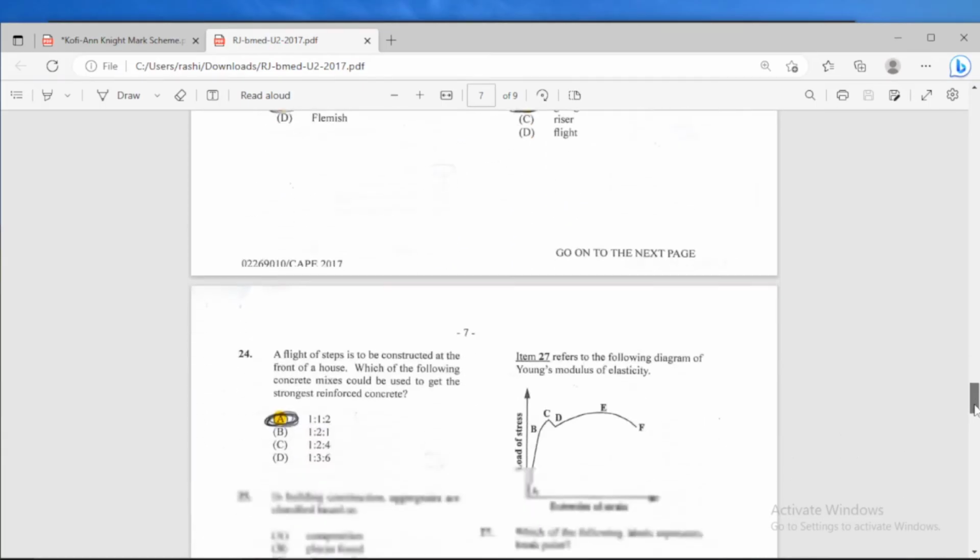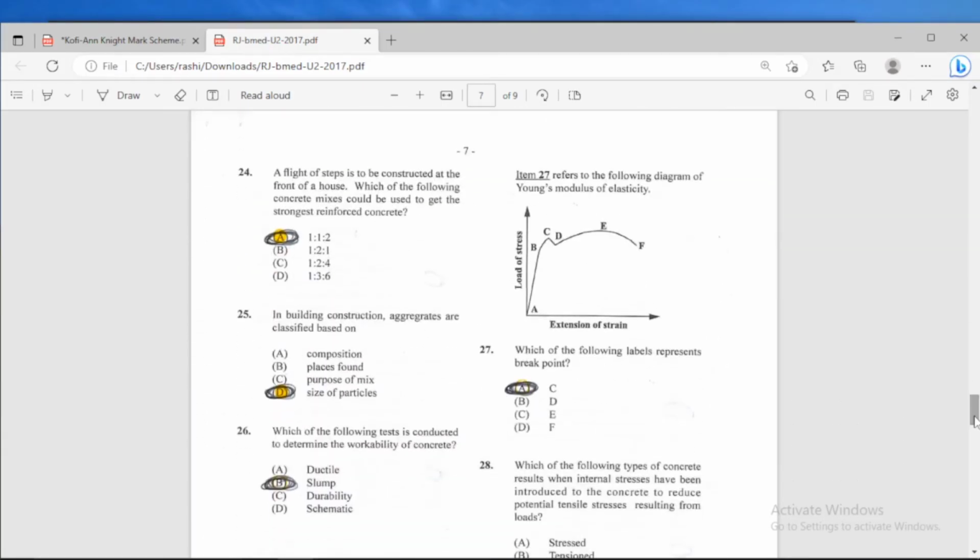Alright, so now we have number 24. Item 24 says, a flight of steps is to be constructed at the front of a house. Which of the following concrete mixes could be used to get the strongest reinforced concrete? The answer here would be 1 to 1 to 2, and these refer to ratios. The ratio of cement to fine aggregate and coarse aggregate. And the reason you want to use a 1-1-2 is because it is a very strong mix. And it says you want the strongest reinforced concrete, and 1-1-2 here would give you that strongest mix and the strongest reinforced concrete.